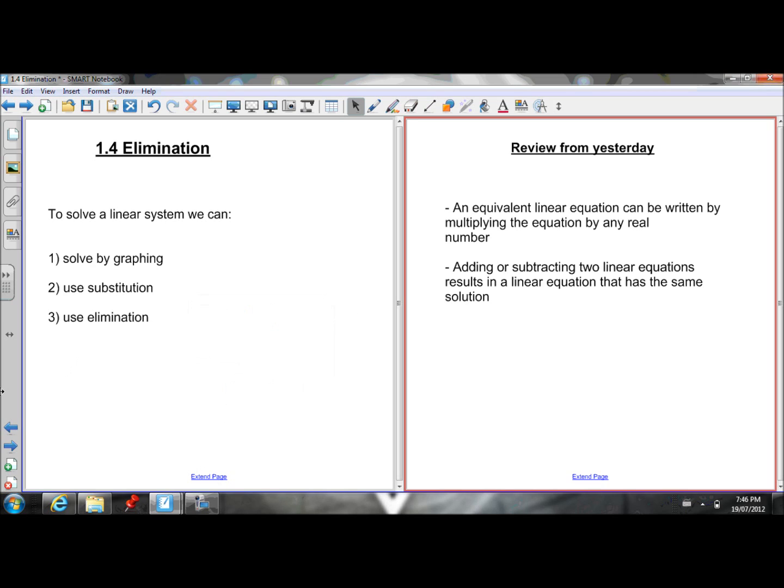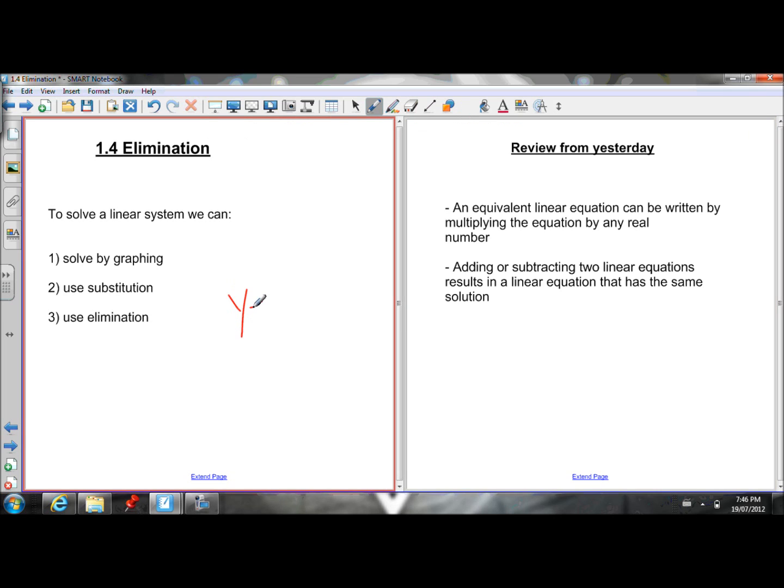Okay, here's the lesson for section 1.4, elimination. So far in this chapter on linear systems, we've learned how to solve a linear system by graphing and using the algebraic method of substitution. And today we're going to learn another algebraic method, which is called elimination. Let's remember a linear system. A linear system is when we consider two lines at the same time, so two linear equations at the same time.